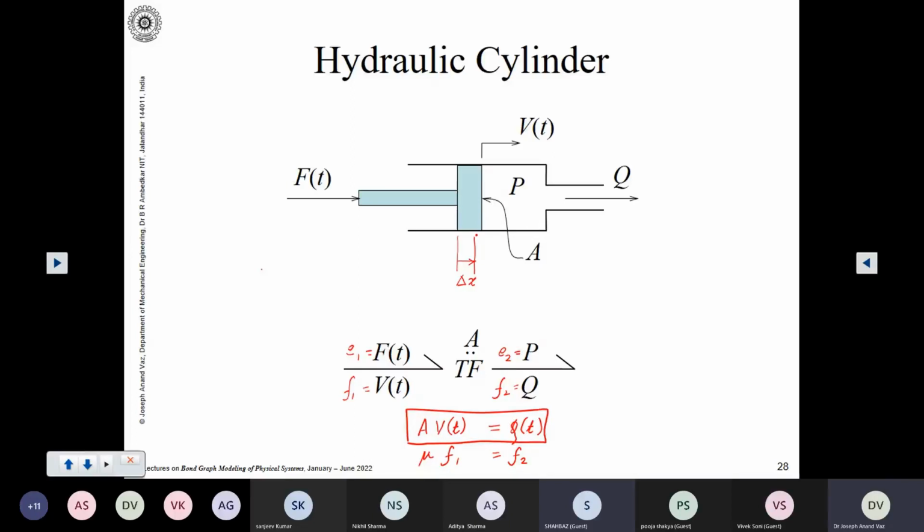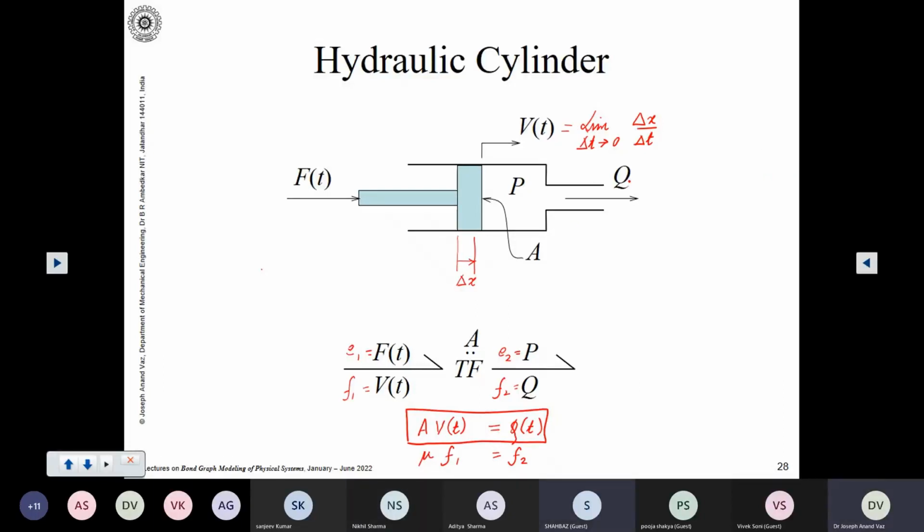So naturally, when this moves by delta x, what is the velocity? The velocity is, in the limit delta t tending to 0, delta x by delta t. Do you agree? The rate at which this piston displaces with respect to time. This is the classical definition of velocity. Agreed? Yes, sir.